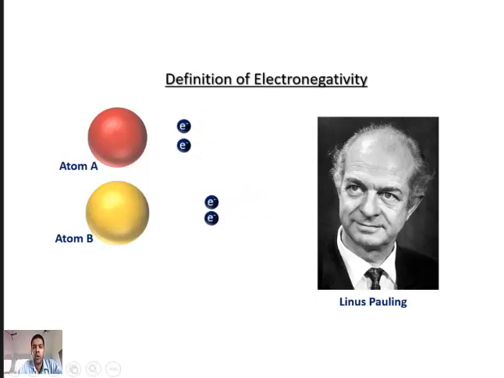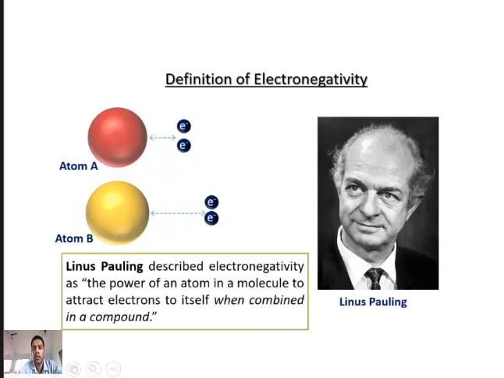Here in this case, we observe that atom A attracts the pair of electrons more than atom B. Thus we can say atom A has a greater tendency to attract the pair of electrons towards itself than atom B. Linus Pauling defined this tendency to attract electrons towards itself in a compound as electronegativity.